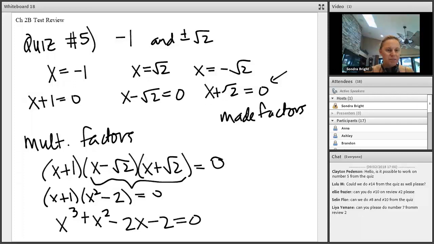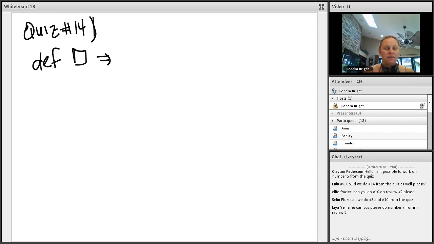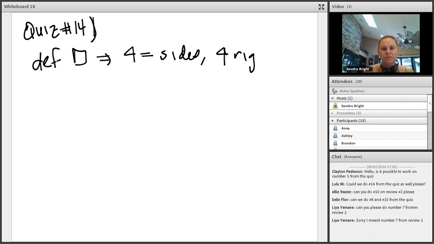14 from the quiz. It's kind of involved. I would rather do one of the ones from the review worksheets. But here's what went wrong, at least for my students, for quiz 14, using the definition of a square. A square has 4 congruent sides and 4 right angles.